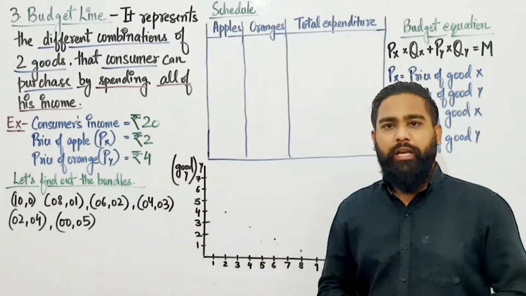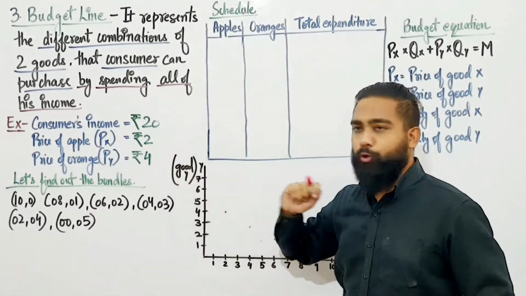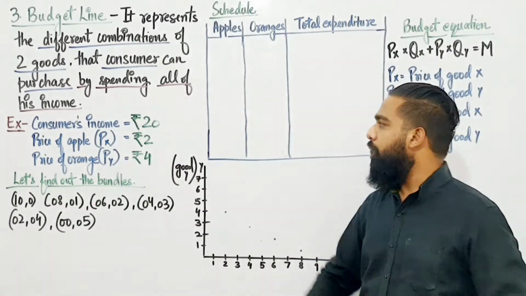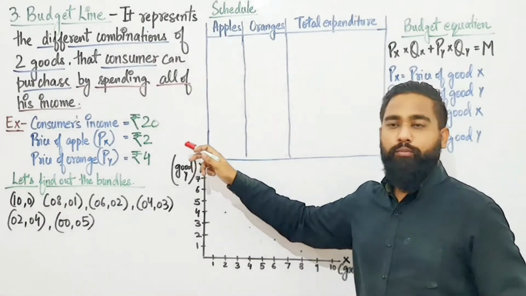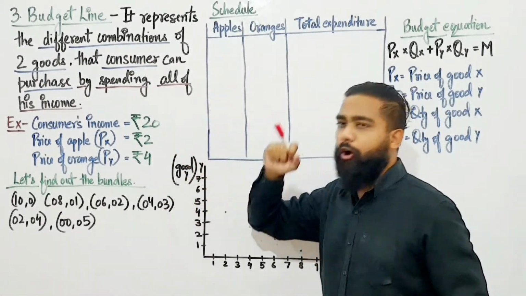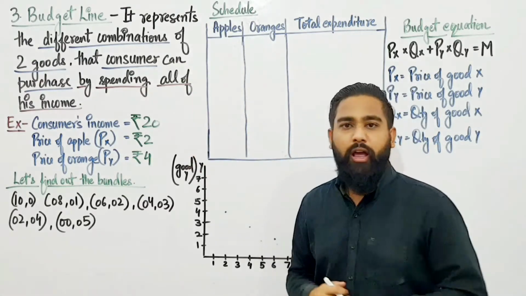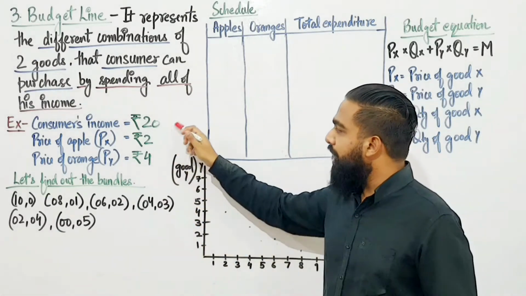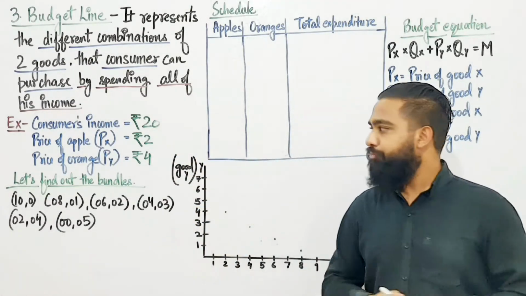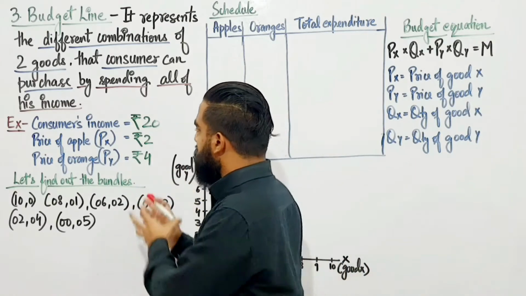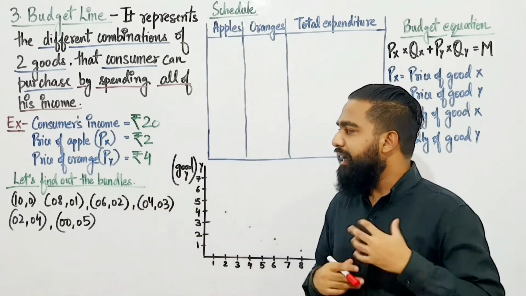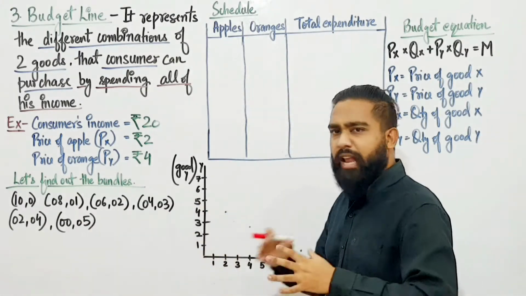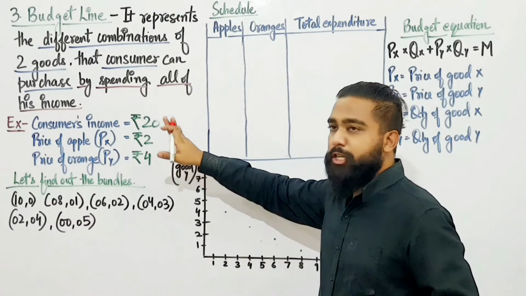Now, in 20 rupees, the price of an apple is 2 rupees per piece and the price of an orange is 4 rupees per piece. Now, you have to consume apples and oranges and you have to spend all your income. You cannot save, and there are only two goods. You have to buy only apples and oranges and spend all your income. Now, with this income of 20 rupees, let's find out the total number of bundles that you can have. You can have several bundles, but you have to spend all your money.